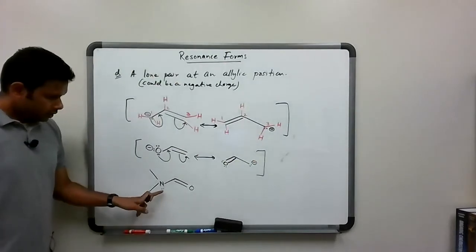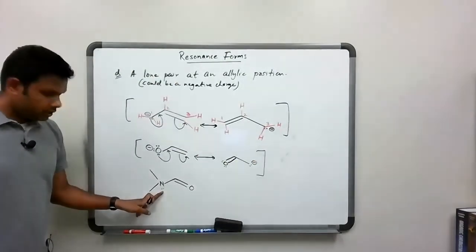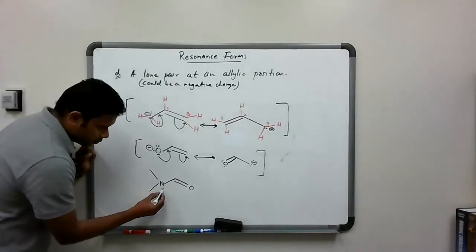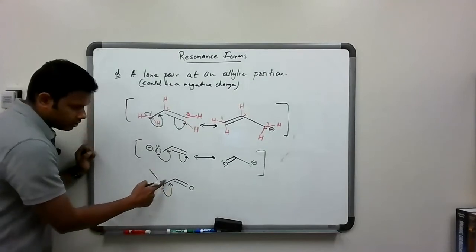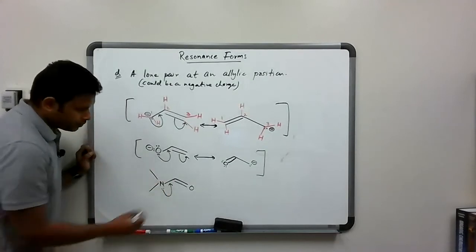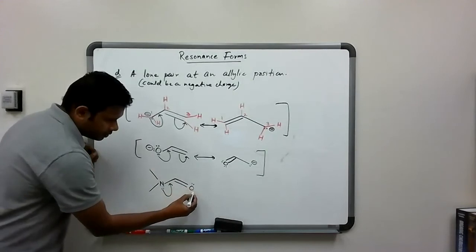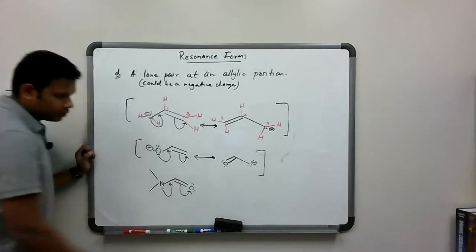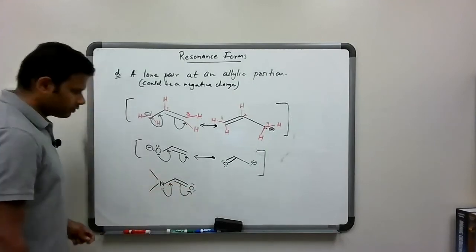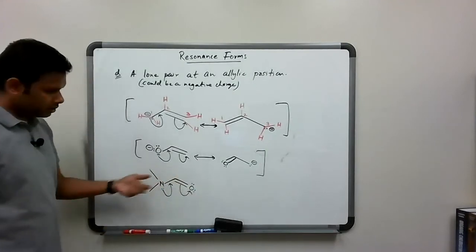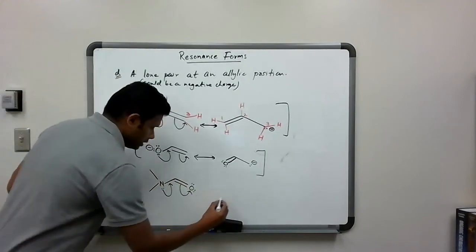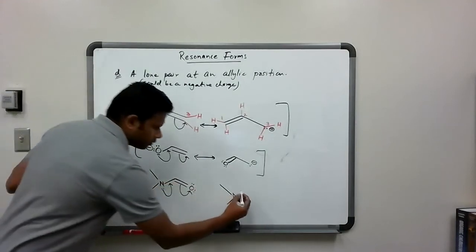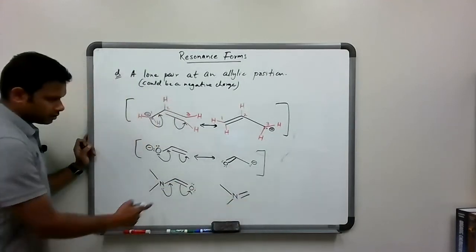Third example, the lone pair on the nitrogen is also at an allylic position. So we can take the lone pair and move it to the space between nitrogen and carbon. At the same time, this oxygen has 2 lone pairs already. At the same time, we take the pi bond and move it to the other end of that vinylic system, the 2 atoms that are double bonded to each other. And that should give us a nitrogen that is now double bonded to that carbon atom.